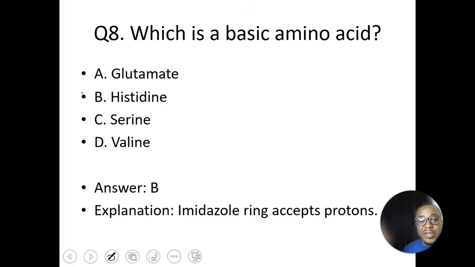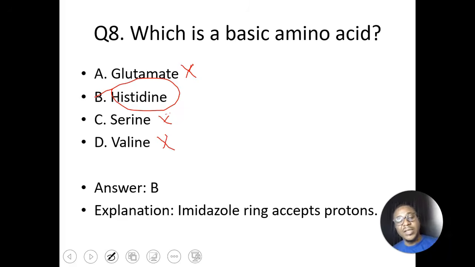Which of the following amino acids is basic? I told you that a basic amino acid must have a basic side chain in the R group. So glutamate is acidic, cancel. Serine is neutral. Valine is neutral. So the answer to this question is what? Histidine. Histidine is the right answer to that question because of the imidazole ring that has the ability to accept a proton. So that's why it is a basic amino acid.